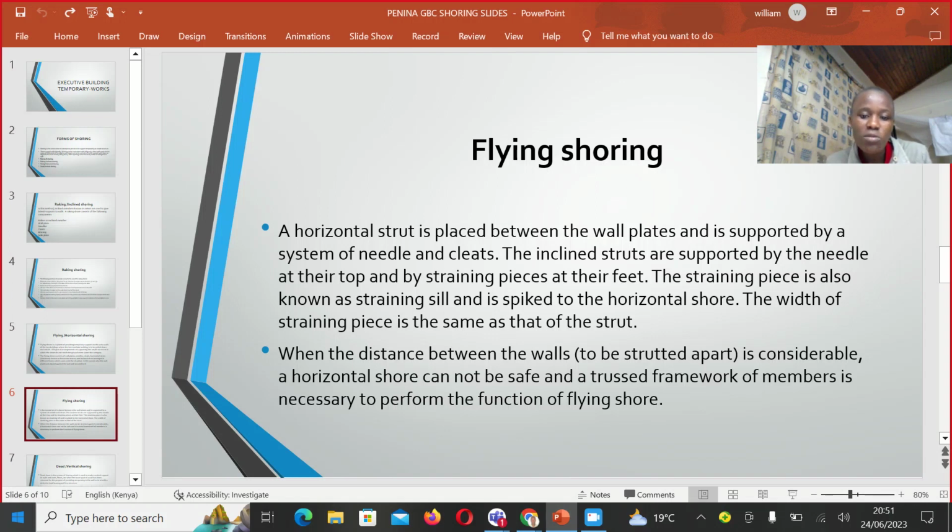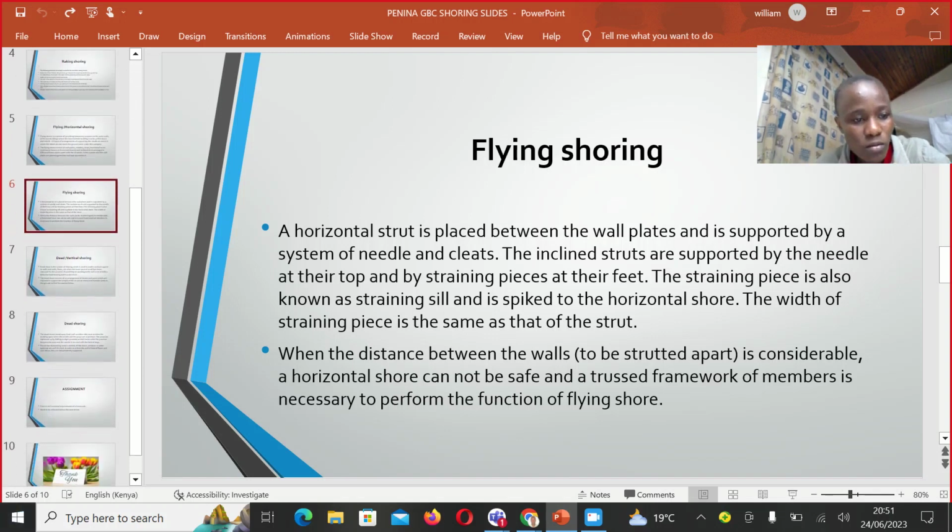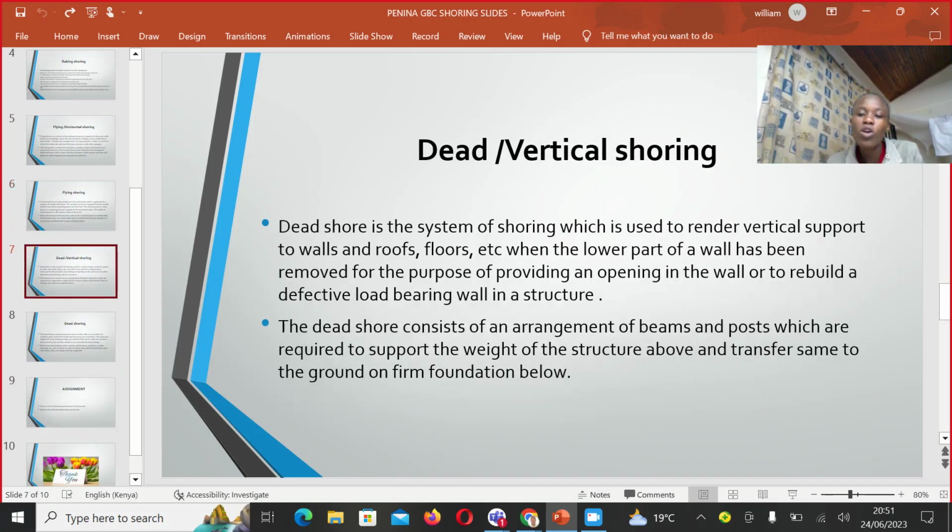Now, where the distance between the walls is considerable, a horizontal shore cannot be safe, and a trussed framework of members is necessary to perform the function of flying shores. Next, we have dead or vertical shoring. Dead shore is a system of shoring.